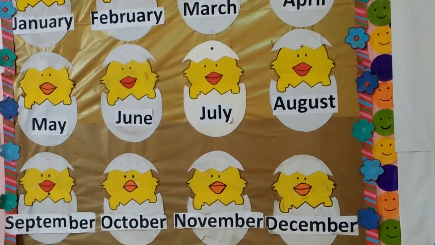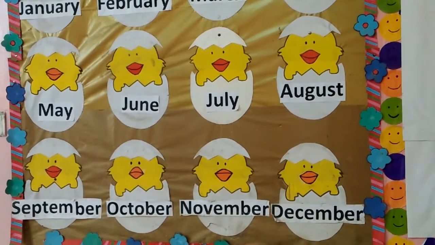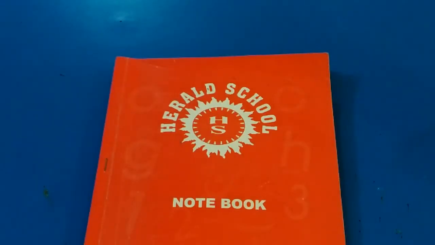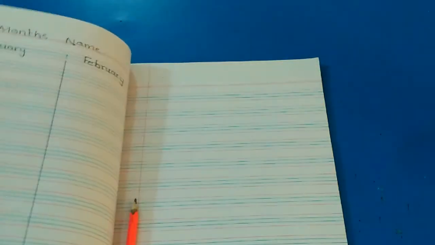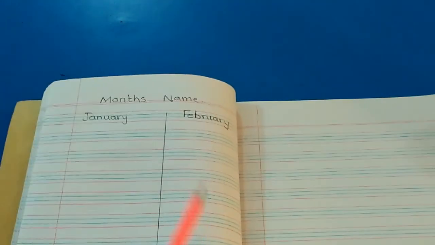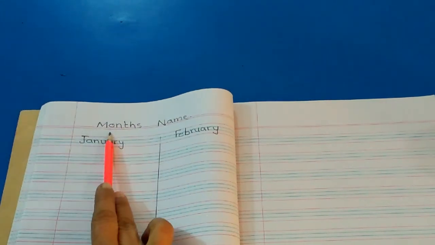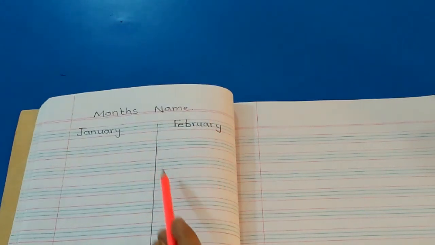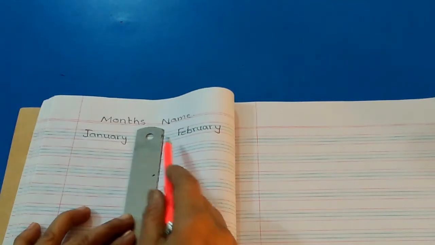Now children, we will write the names of the months in the copy. Open your copy and write with me your work. As you know, children, this is your English copy. Now open your copy. Children, first you will write the month's name on the top of the page. Then you will make two columns. You will draw a line in the middle of the page like this.